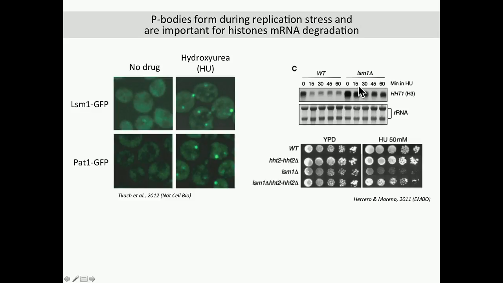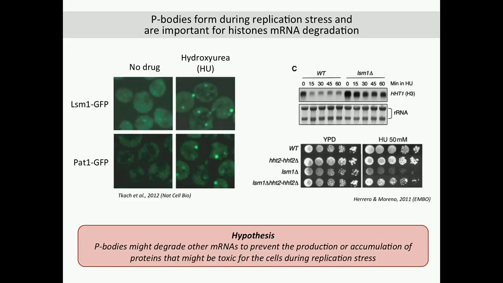And so the importance of this response is illustrated by the fact that LSM1 delta strains are sensitive to hydroxyurea, but if you delete histone genes in an LSM1 background, you are partially suppressing this sensitivity. Can you go on the next? So we hypothesized that P-bodies might degrade other mRNAs to prevent the production or the accumulation of proteins that might be toxic for the cells during replication stress.